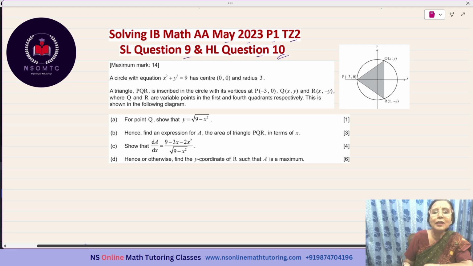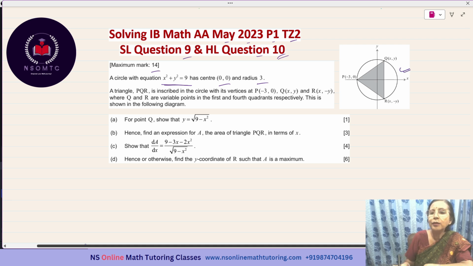So without any further delay, let us start answering this question. The maximum mark is 14. It says a circle with equation x squared plus y squared equal to 9 has center (0, 0), that is the origin, and radius 3.